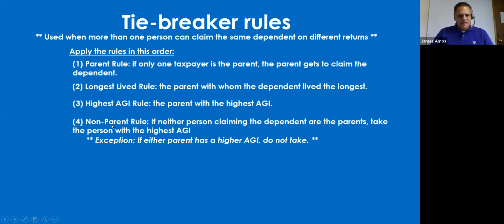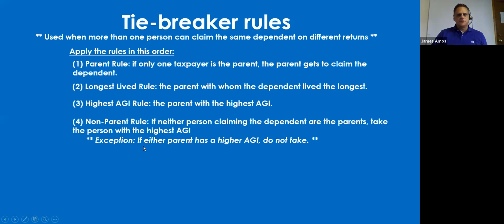What about step 4? What if neither person claiming the dependent is the parent? What if neither of them are the parents and yet two of them are trying to claim him? Well, the person who gets to claim him is the person with the highest AGI, and that's called the non-parent rule. An example might be an adult brother and sister trying to take care of Johnny, who is their nephew, and they can't agree who's going to claim Johnny on the return. The IRS is going to say either brother or sister, whichever one has the highest AGI.